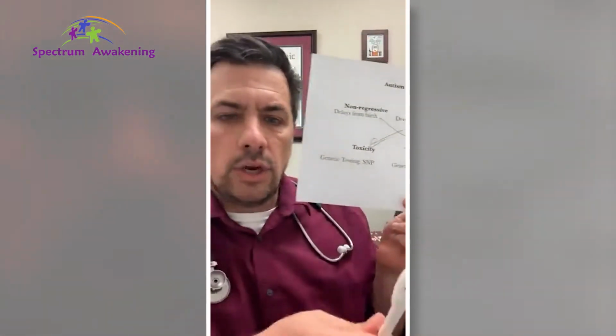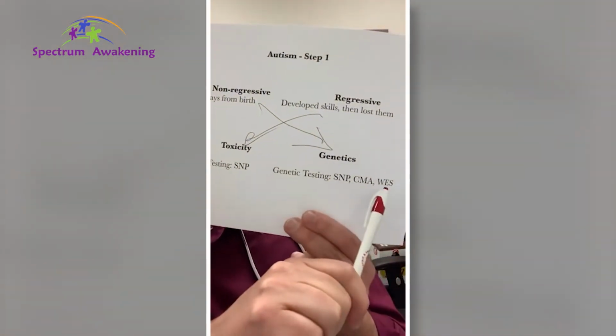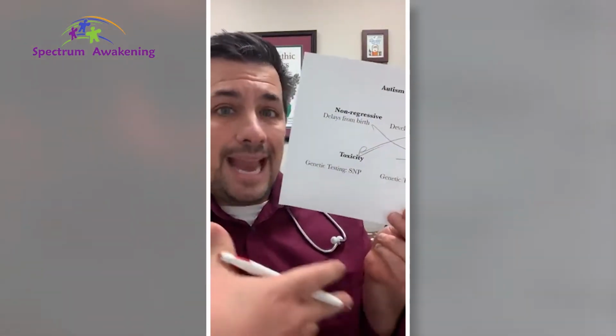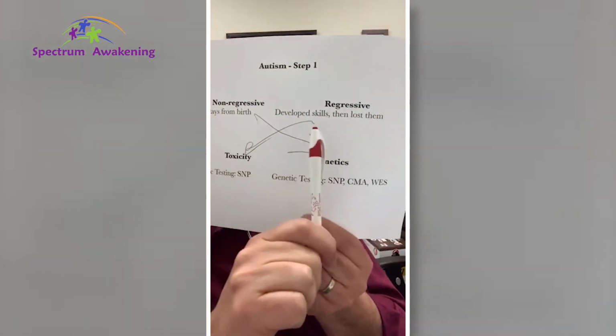Next, Gurman asked a good question: my son's genetic tests were normal, so then what, okay? If your CMA and whole exome sequence are normal, you were not born with delays. It happened after the fact, okay? So then you have somebody who's regressive, developed skills and lost them.